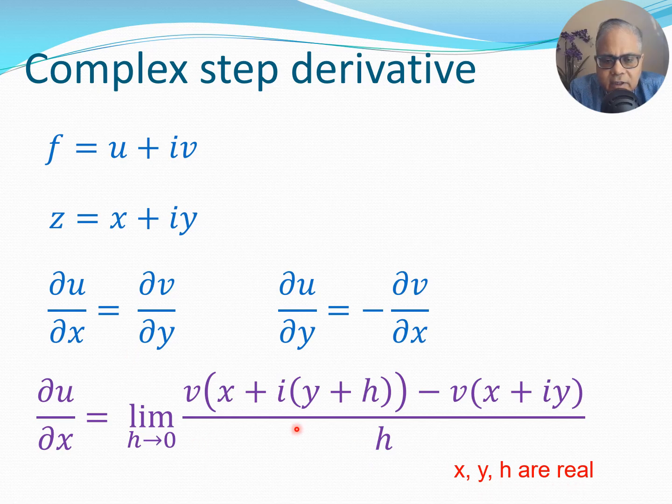Also, the fact is that now x, y, h are all real. So the i is here, that corresponds to the complex part, but whatever is inside these brackets, for example, x, y, h, they are all real numbers.